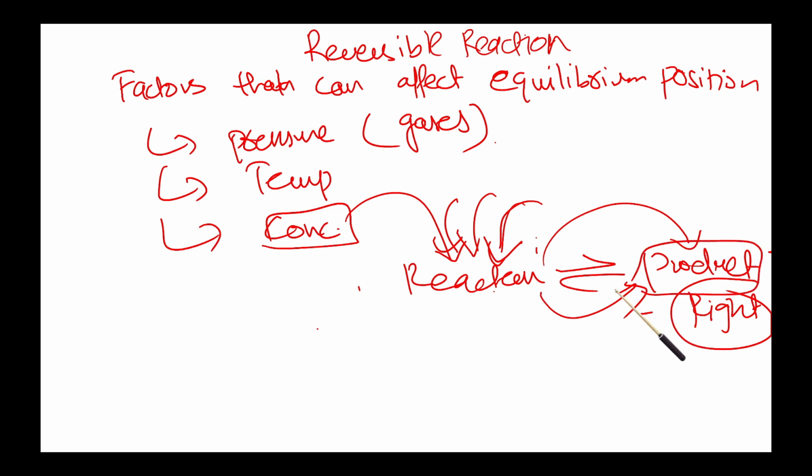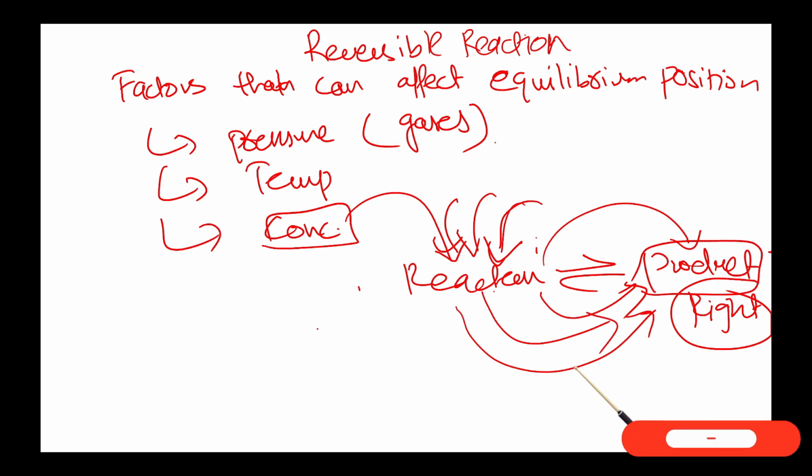If the product number is less, the system will think, okay, the product is less, let me try to make more so I can get the equilibrium back. So it will try to make more product again if you remove the product. So if you remove the product, or if you add more reactants, the equilibrium will move towards the right. So this is for concentration.